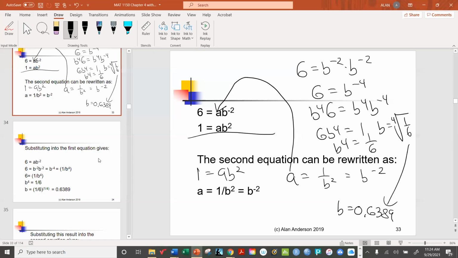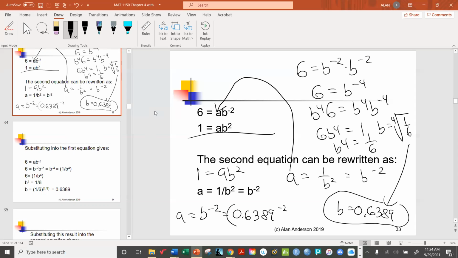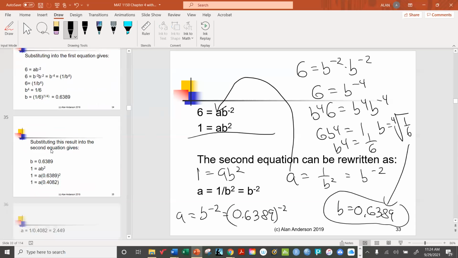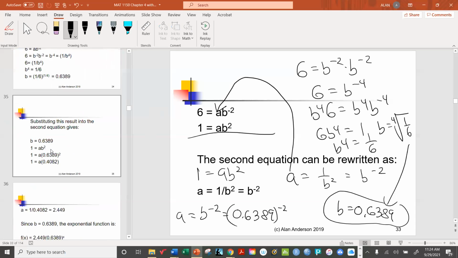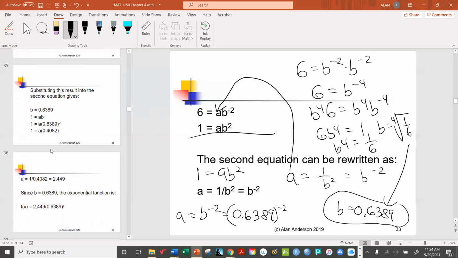So let's do that. Okay, now once we know this, what about a? A is equal to b to the -2. And if you take out your calculator, you'll see that this is approximately equal to 2.449.